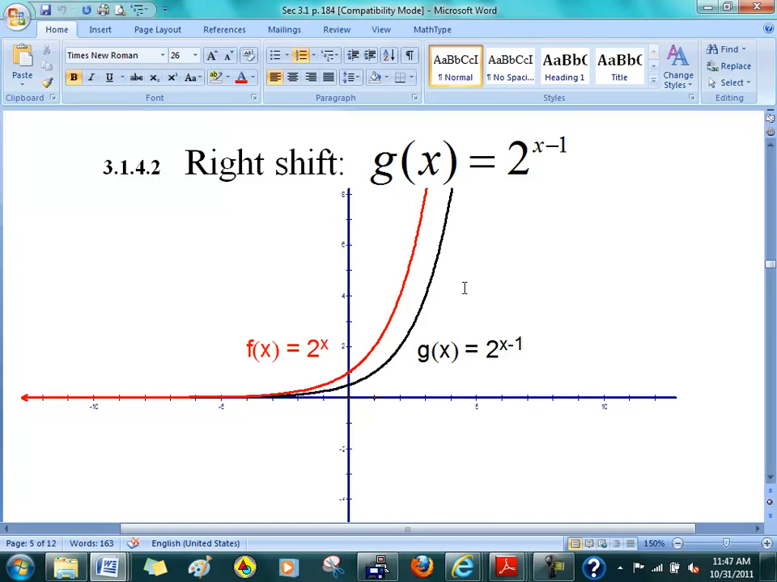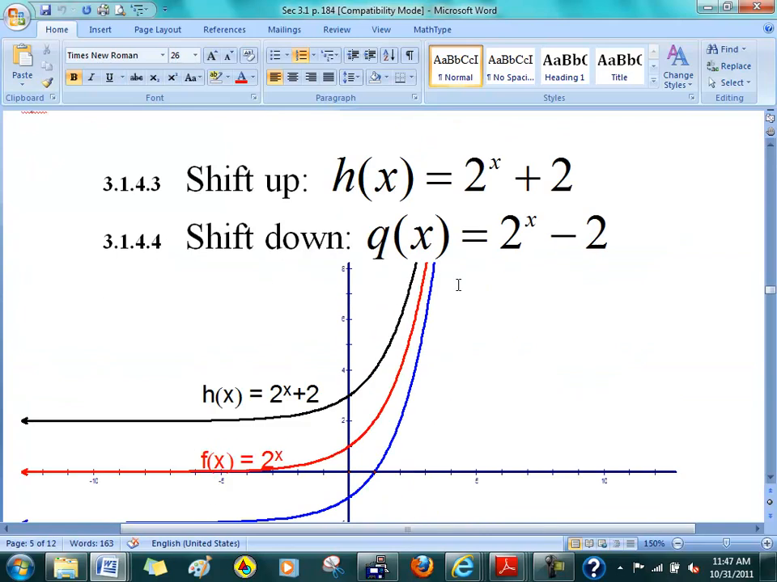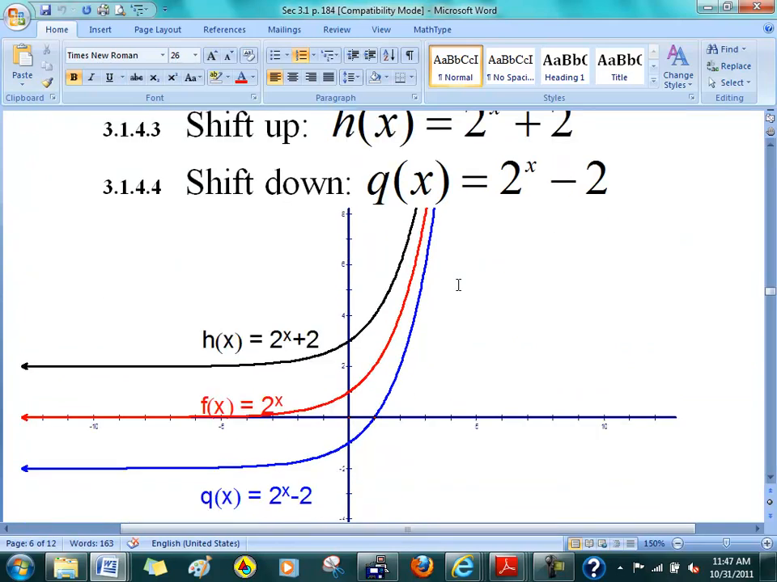Yes? Right shift. Josh, got it? Nice. Okay, shift up, shift down. Okay?